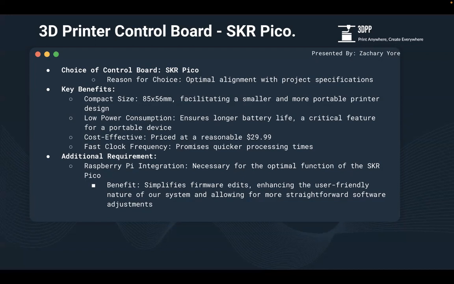And how it does this is by using the Raspberry Pi's microprocessor. It's actually another Raspberry Pi microprocessor on the SKR Pico, which enables it to be almost twice as fast as most other 3D printer control boards. And this allows us to print much quicker than a traditional printer. Which, again, since we are a battery powered unit, allows for longer prints.